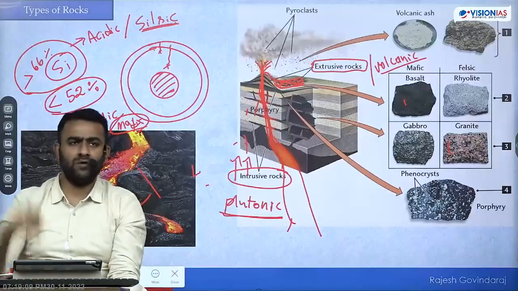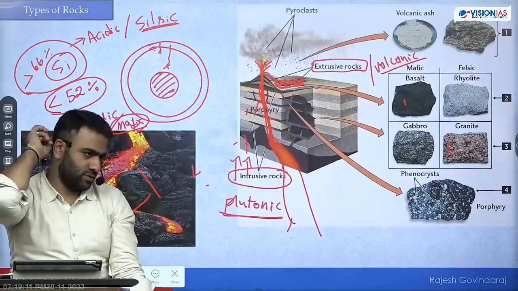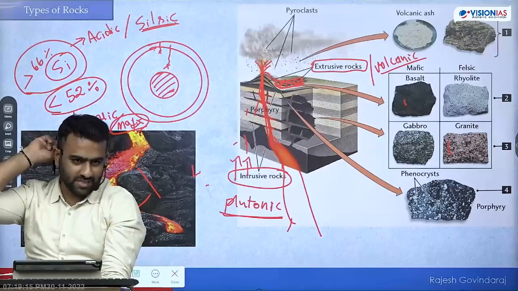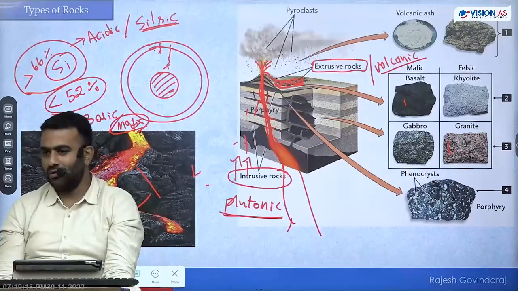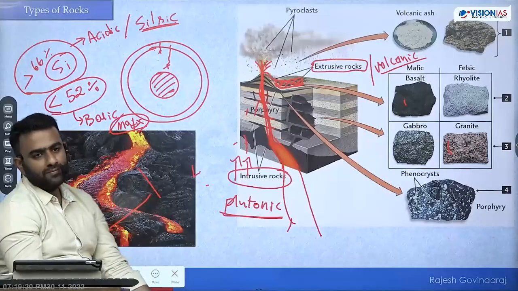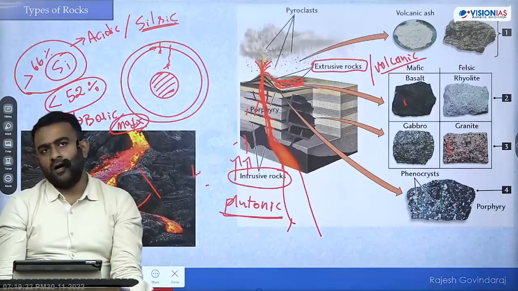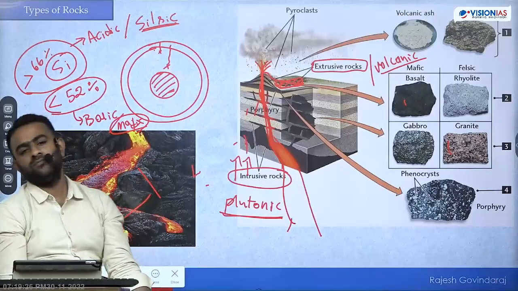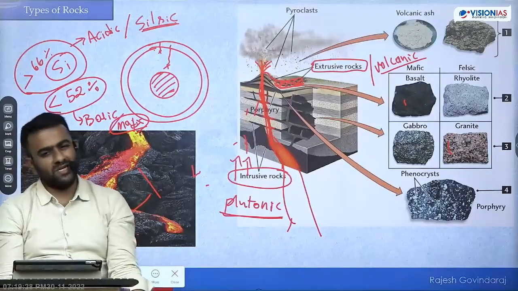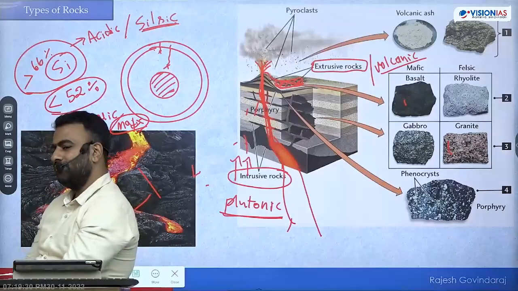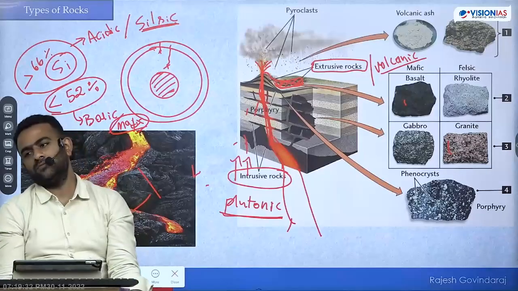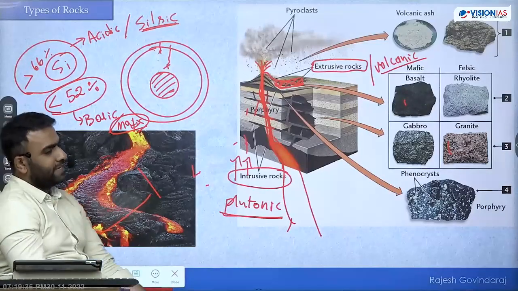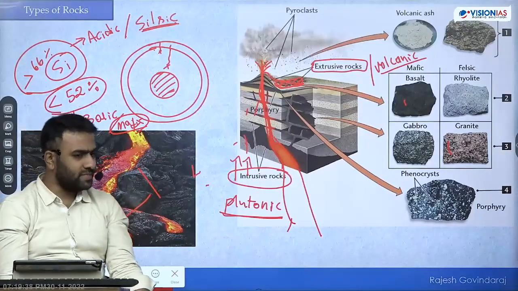Okay, this is how we classify these primary rocks. The primary rocks are basically the igneous rocks. They are classified into intrusive and extrusive based on the depth at which they are cooling. And based on the overall silica content, they are classified into acidic rocks and basic rocks. If it is in between 52 and 66%, it is called as intermediate rocks. Intermediate hai.